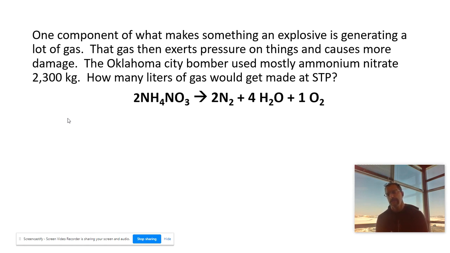A lot of people who hurt themselves trying to make bombs try to use ammonium nitrate because of the reaction that's below. It's a really good fertilizer, but you've got to be kind of careful with it because you can hurt yourself with it, right? So this is our reaction. The Oklahoma City bomber used 2,300 kilograms of ammonium nitrate. We want to know how many liters of gas he would get at STP.